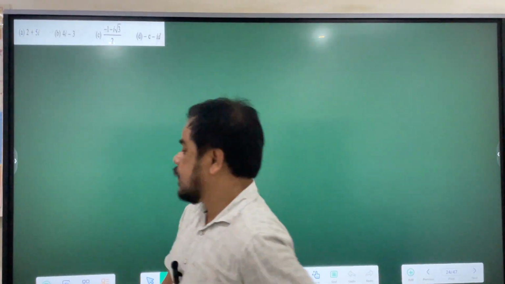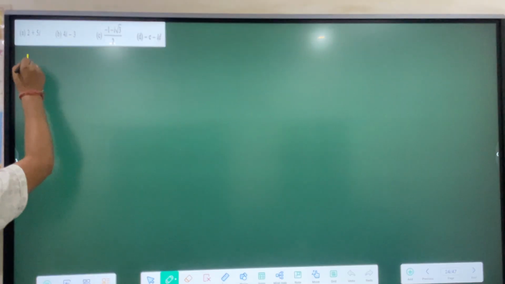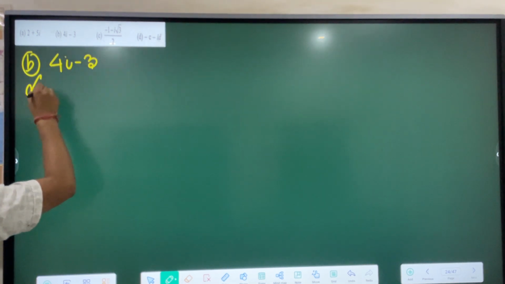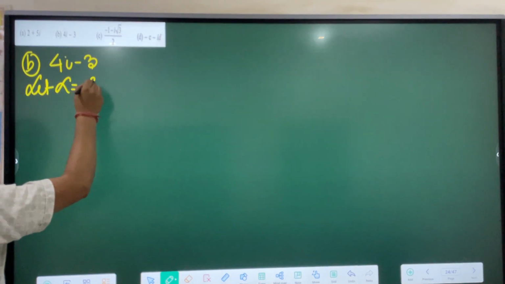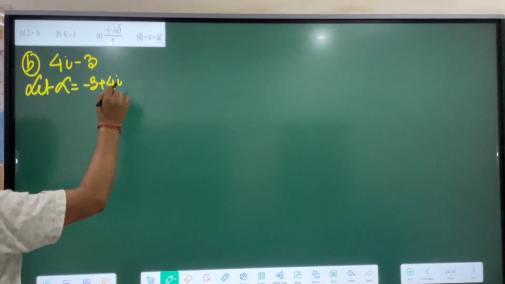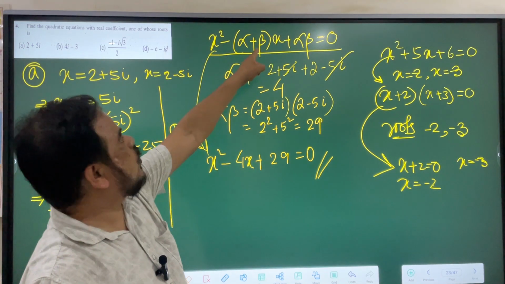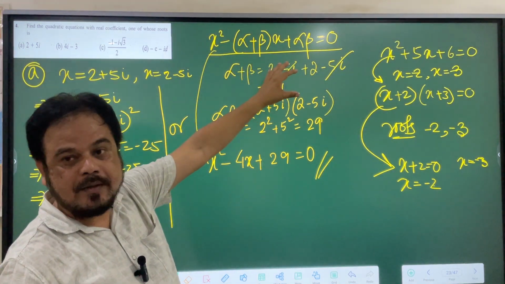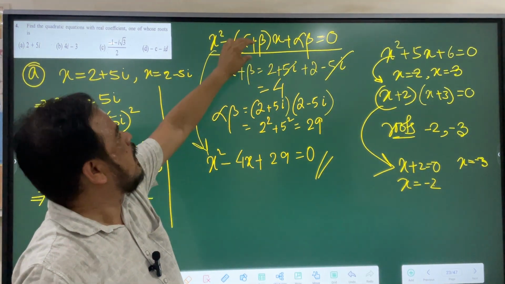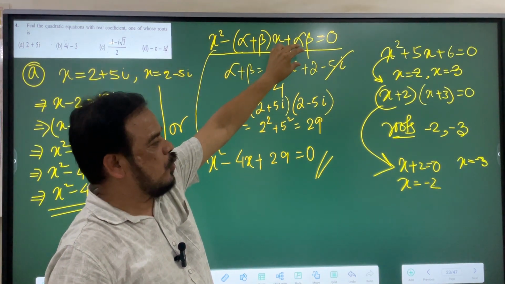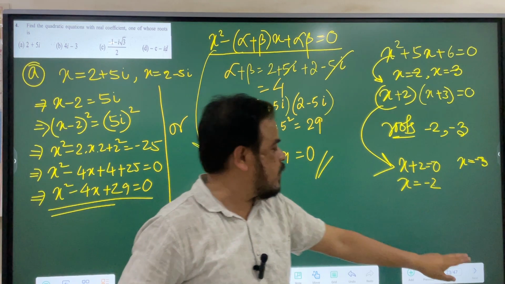Number B, 4i minus 3. So let alpha is equal to minus 3 plus 4i. So I will prefer this one, because this one we are going to get again: x square minus the sum of the roots into x plus multiplication of the roots. In the previous video I explained. Please check the video.